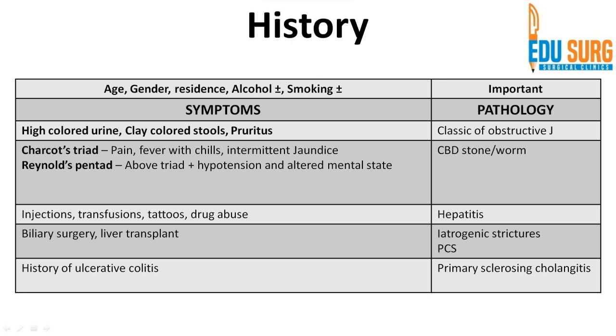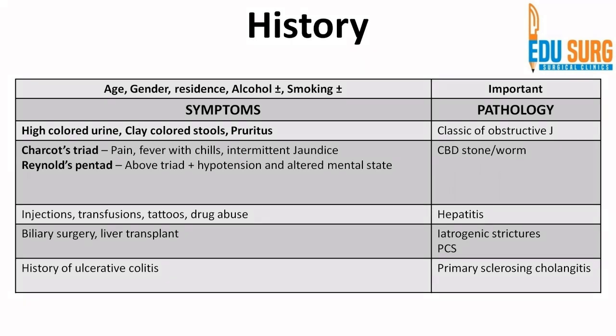Other symptoms can be fever with chills and pain. We know the Charcot's triad, pain, fever with chills and intermittent jaundice, classical of CBD stone or worm. And if your patient also has hypotension, tachycardia, and altered sensorium, then you're looking at Reynolds pentad, right? So Charcot's triad and Reynolds pentad, again, commonly asked questions.